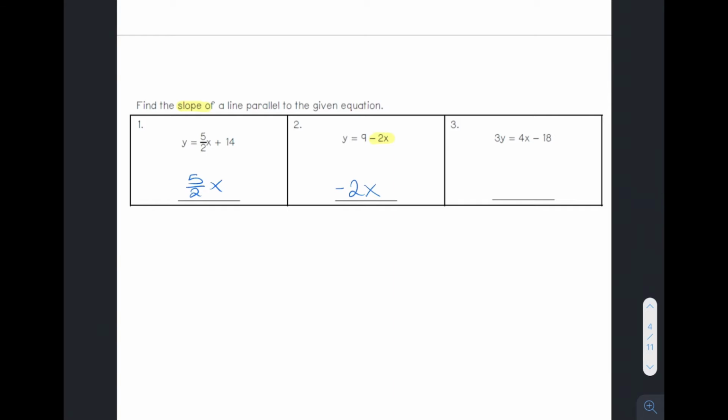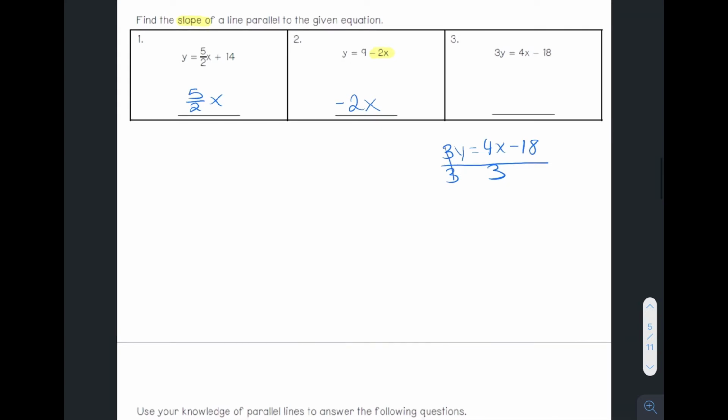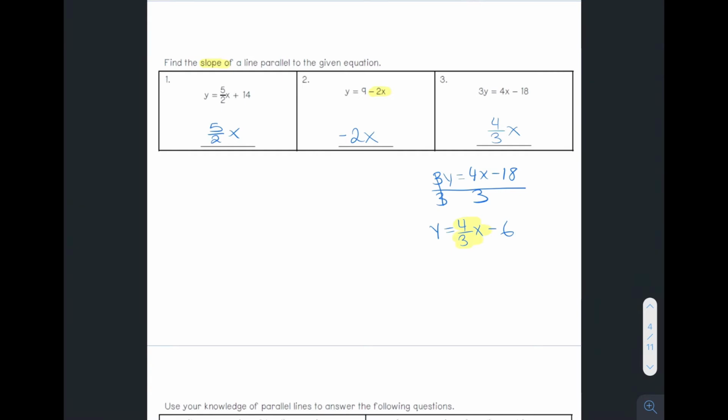Number 3 is a little bit different because it's not given to us in slope-intercept form, so we have to do an additional step and change it to slope-intercept form, which is very simple to do. All we have to do is divide by 3 to have y by itself. So now the new equation will be y equals 4 divided by 3x minus 6. Since the slope for the original line is 4 over 3x, the slope for the new line will also be 4 over 3x, because our slopes have to be the same. Again, we have to change it from this form to slope-intercept form because we are trying to get the slope.